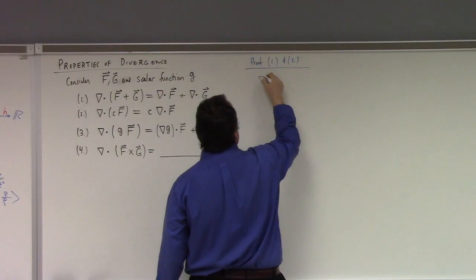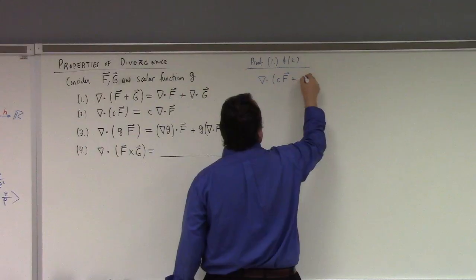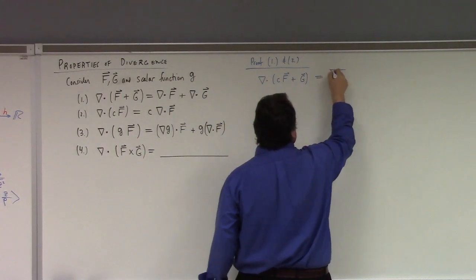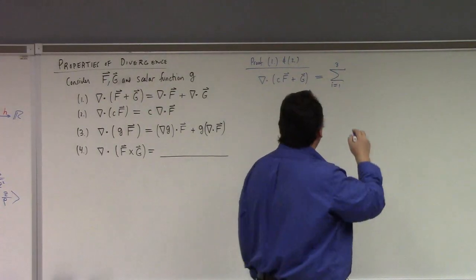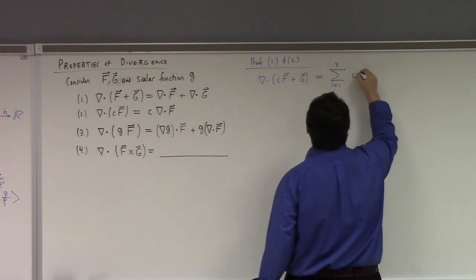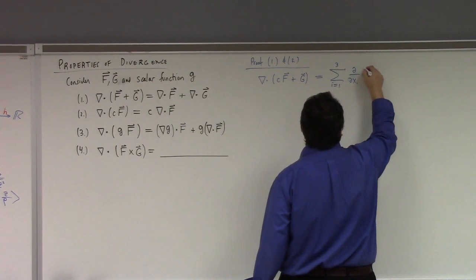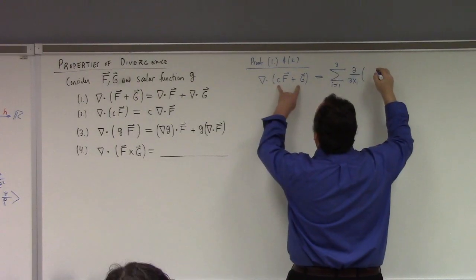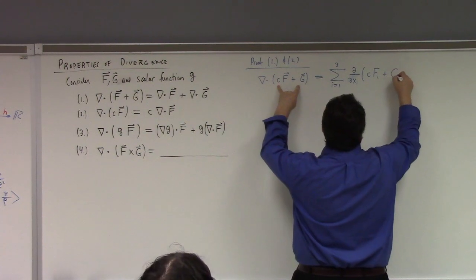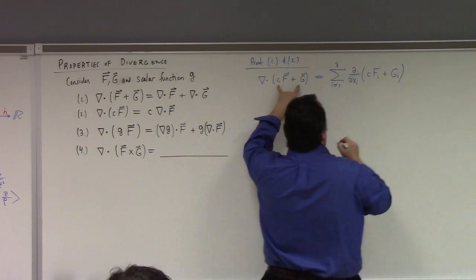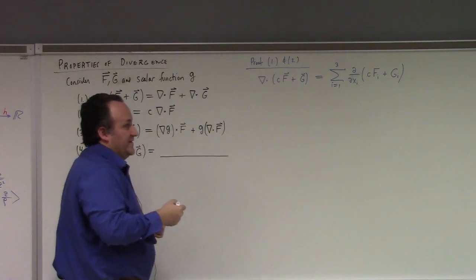So we take the divergence of, let's say, C times F plus G, which is equal to the sum, i equals 1 to 3, of partial x_i of the ith component. What's the ith component of CF plus G? It is C times F sub i plus G sub i, right? The ith component of CF plus G is just C F sub i plus G sub i. That's basically the definition of scalar multiplication and vector addition.